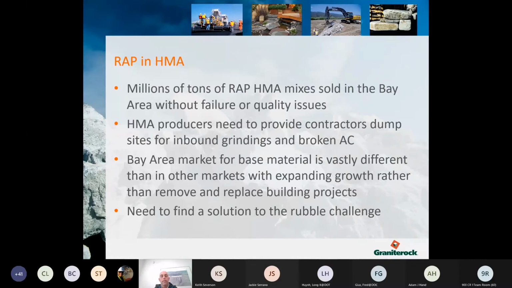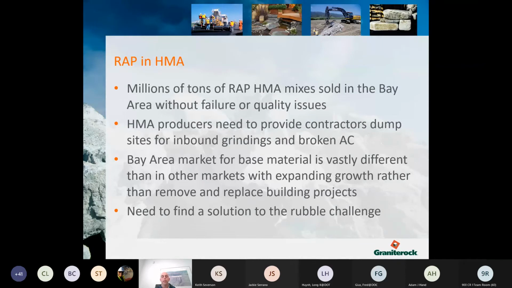And so what that creates is a need for, when you're an HMA producer, you have to provide contractors a place to dump. So many jobs now, especially in the Bay Area, are grind and pave. And in that market, it's so urban, it's very different than the southern market, where in the north, there's no place for contractors to take grindings. There's no farmers that want them. You're not going to go dump them in some field that just happens to be somewhere.